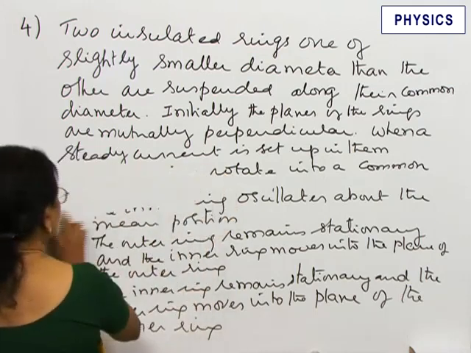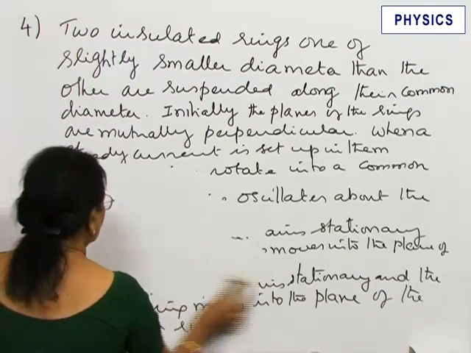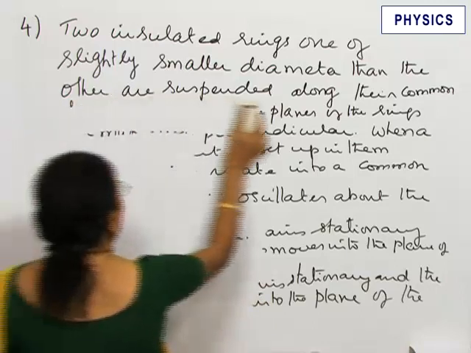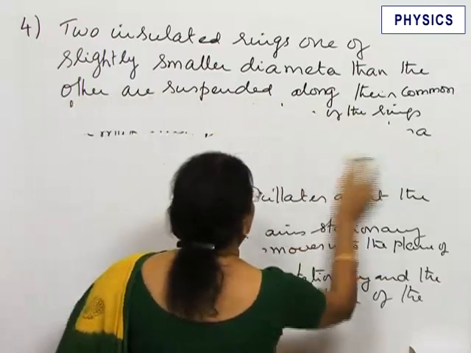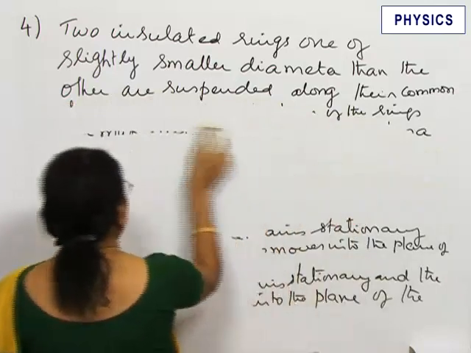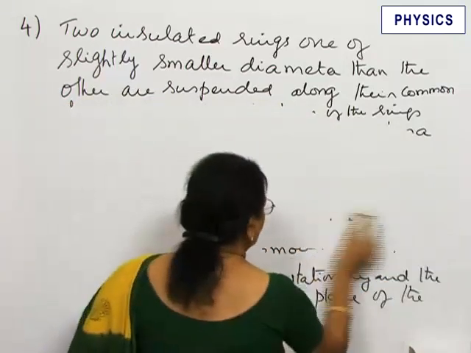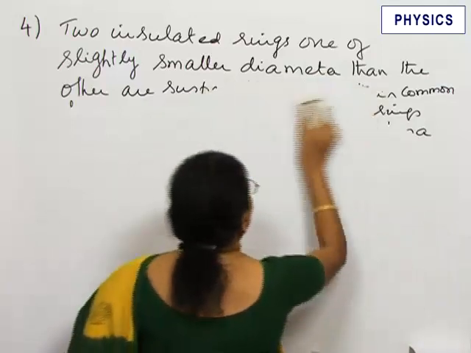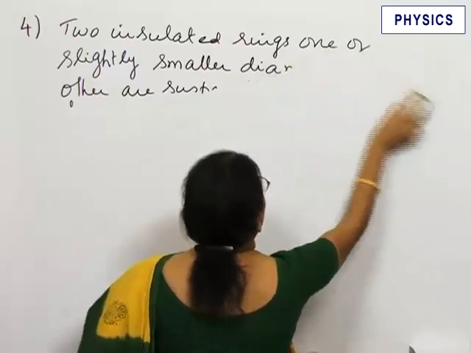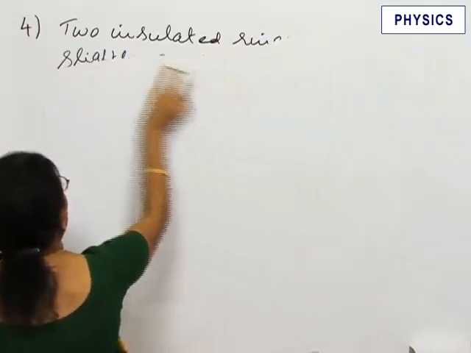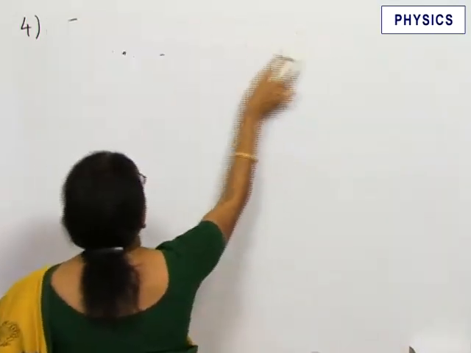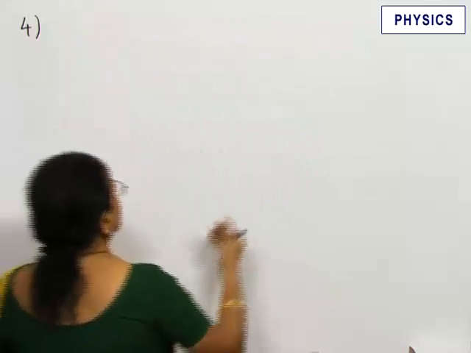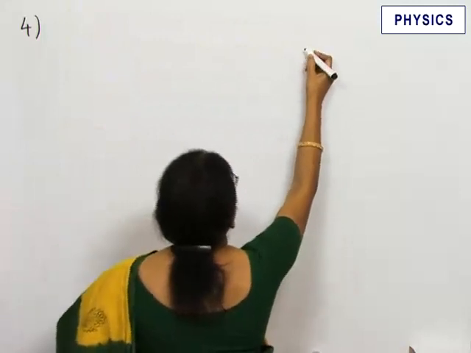So we have to examine the torque on the rings, assuming ring 2 is situated in the magnetic field of ring 1 and ring 1 is situated in the magnetic field of ring 2. From this knowledge of the torque, we can predict whether the rings will rotate into a common plane, etc. First, let us draw the diagram for this case.